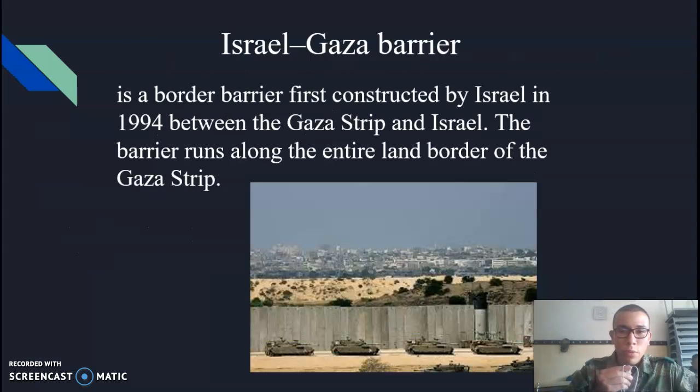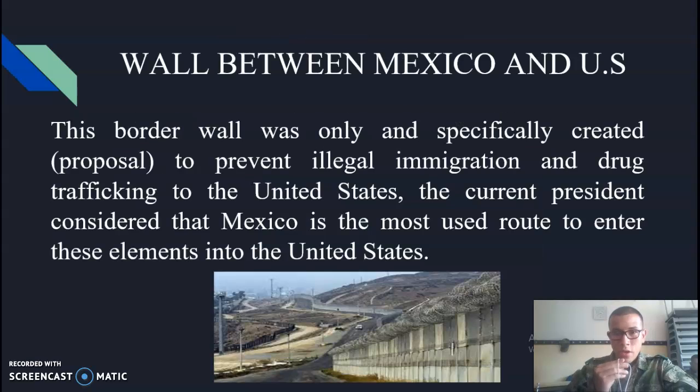The next is the Israel-Gaza barrier. The Israel-Gaza barrier was first constructed by Israel in 1994 between the Gaza Strip and Israel. The barrier runs along the entire land border of the Gaza Strip. And last, we put it because it's a proposal from the president of the United States, Donald Trump, but it hasn't been realized yet.